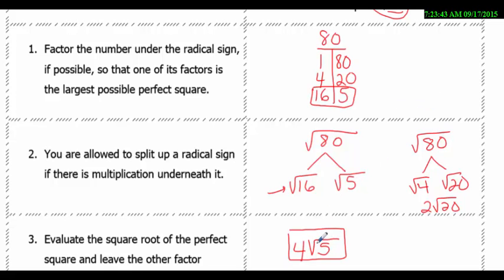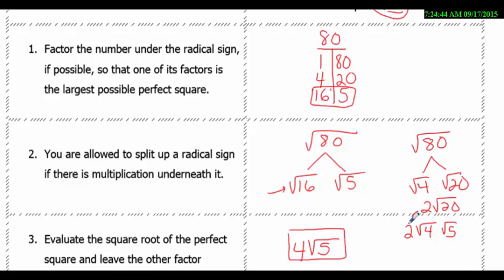So notice in our final answer, we had radical 5. Now 5 is not divisible by any perfect square. So this is my final answer. 20, however, is divisible by a perfect square. And that perfect square is 4. So we're going to split up the radical 20 as radical 4 times radical 5.